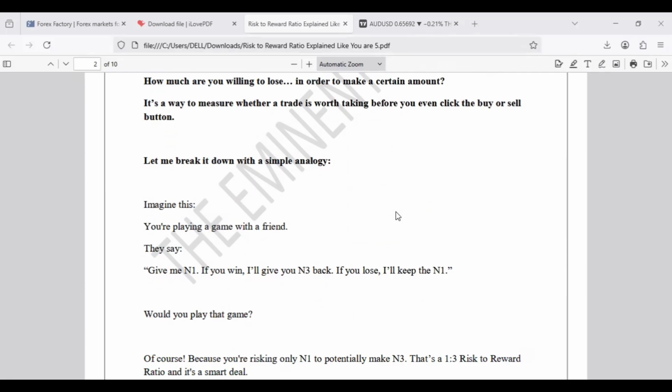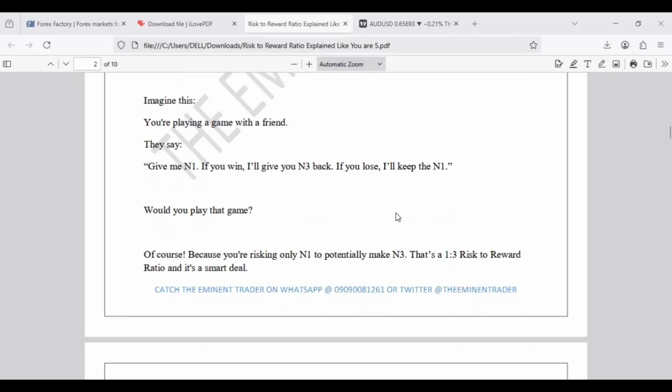So imagine this: you are playing a game with a friend, and your friend says, "Give me 1 naira. If you win, I will give you 3 naira back. And if you lose, I'll keep the 1 naira." That means you've lost that 1 naira. It could be any game. It could be Scrabble, it could be Ludo, any game at all. If you lose, you drop 1 naira, but if you win, I'll give you 3 naira back. But if I win and you lose, I'll keep the 1 naira. Will you play that game?